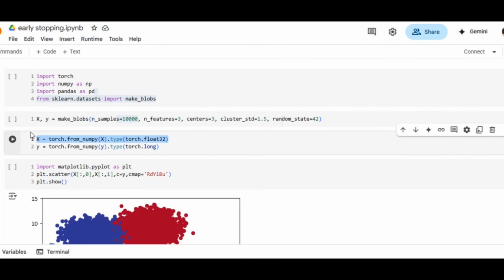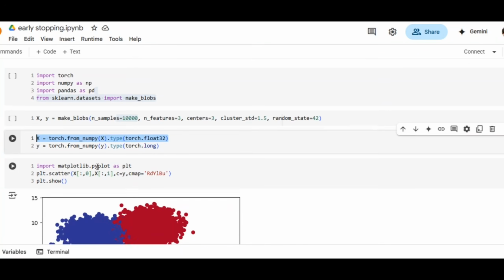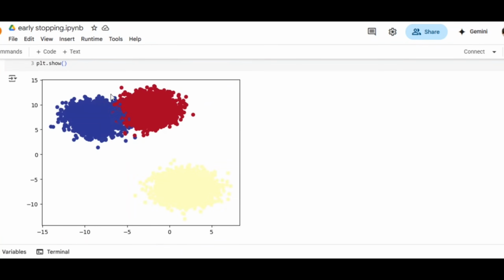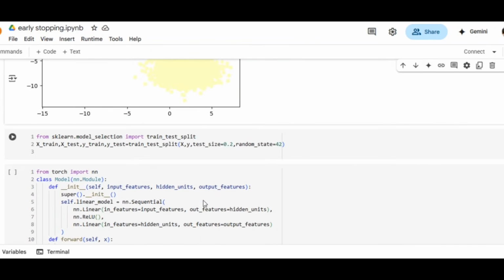Those features in X are in numpy arrays, so I am converting them from numpy to tensors. Similarly with y as well. Now I am plotting my dataset. This dataset has 3 labels, so I have got 3 clusters: blue, red and yellow. Now I am splitting my data into training and testing. In training I am putting around 80% of the data, and in testing around 20% of the data.